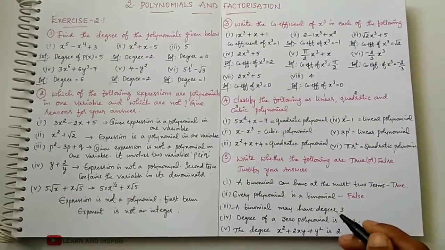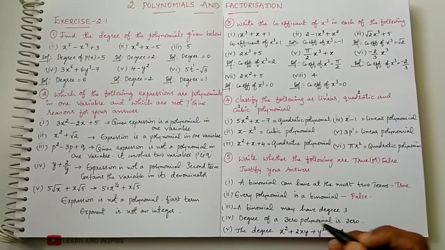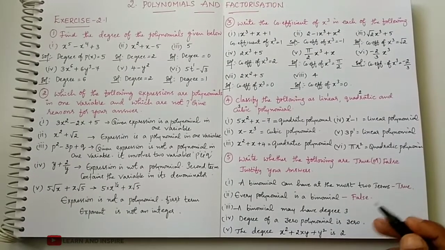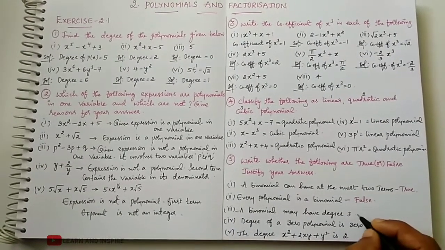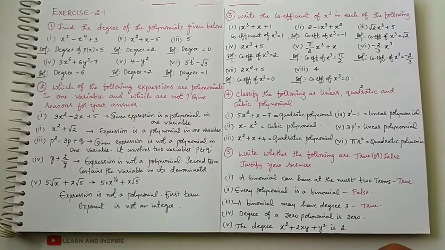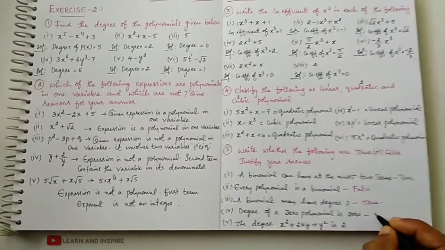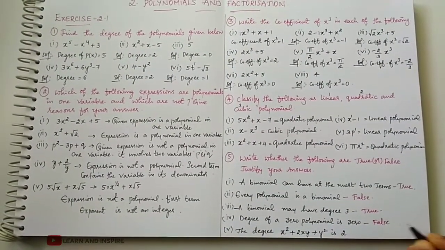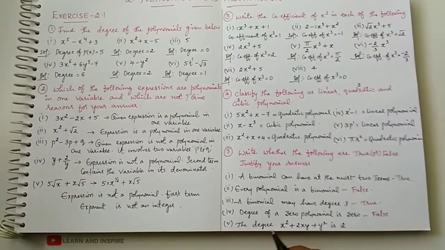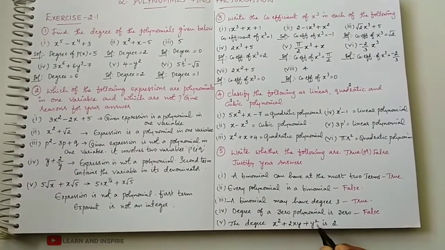Third one, a binomial may have degree 3. Binomial is nothing but 2 terms. In those 2 terms, the degree may be 3 or 4 or 5. Any degree we can take as a binomial. So it is true. Next one, degree of 0 polynomial is 0. So it is false.